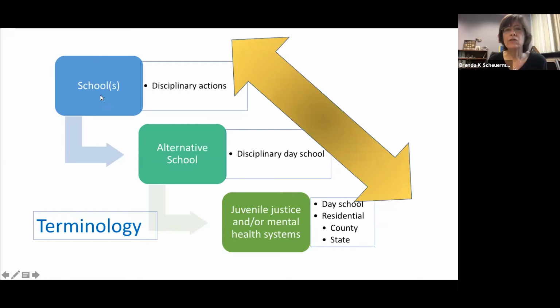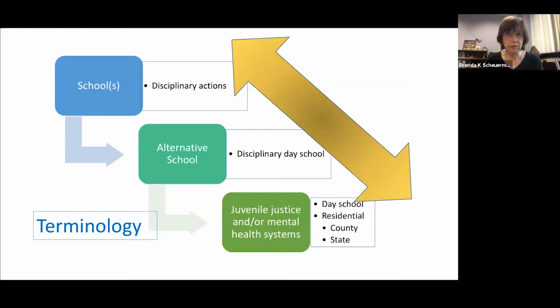So we know that schools have disciplinary actions that they apply when children misbehave. If children misbehave enough, or if they exhibit certain kinds of misbehavior, then they may be placed in an alternative school, short-term or long-term. Some of those alternative schools are for disciplinary purposes because a student exhibited certain kinds of misbehavior in their typical school. And they go to the alternative school for a period of time.